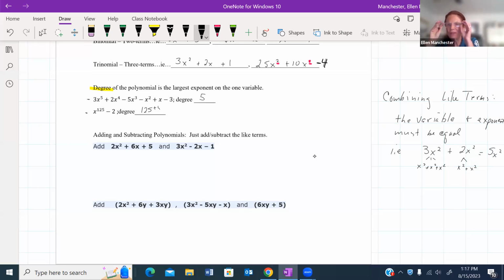So the x squared, think of it as an item. I have 3 of the same item and 2 of the same item. How many items altogether? I have 5. Okay, so that's how you look at your variables.